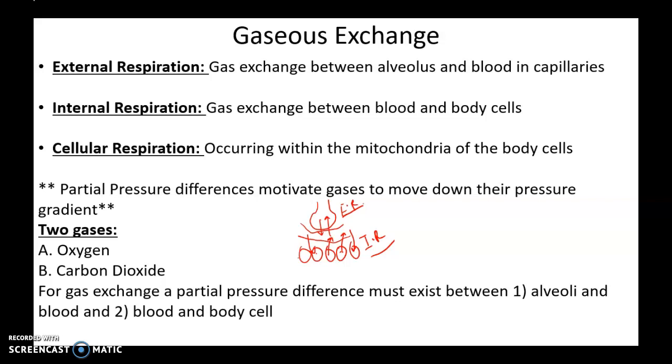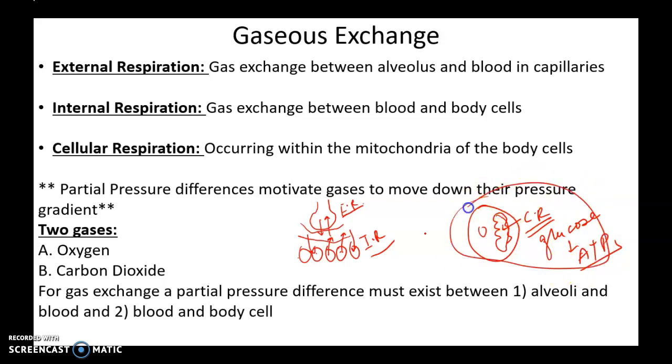So inside the cell, this is a cell. Remember mitochondria? This is the site of cellular respiration. Cellular respiration takes place within the cells, specifically in the mitochondria, and by this process, glucose is broken down to release energy, ATP. So this is very different from external and internal respiration.